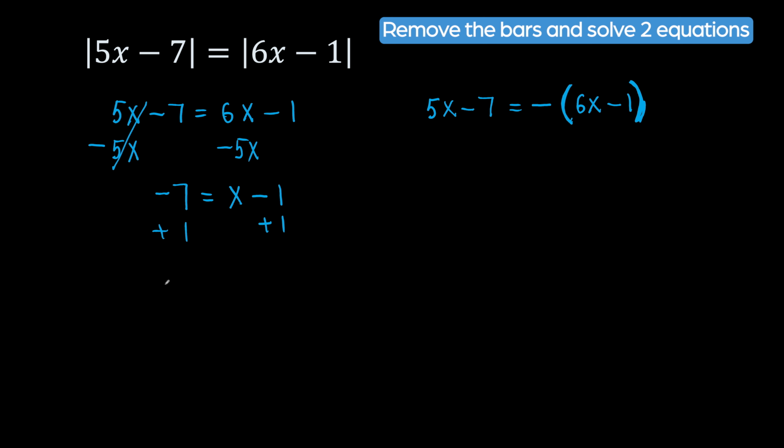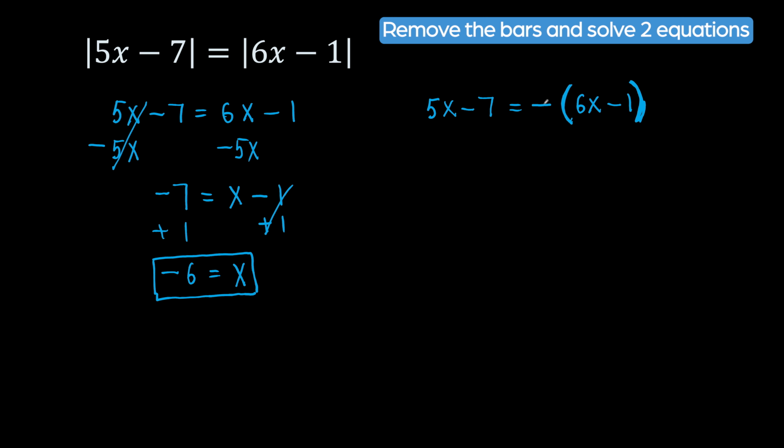Negative 7 plus 1 is negative 6. And on the right, I have negative 1 plus 1 will give me 0. So on the right, I have x. So the first solution is x equals negative 6. That's our first solution. Now let's solve the second equation.